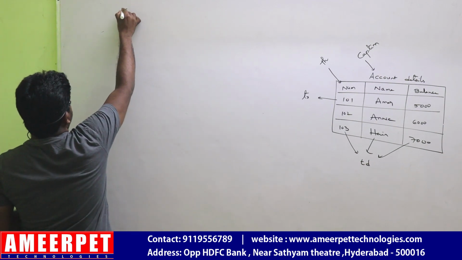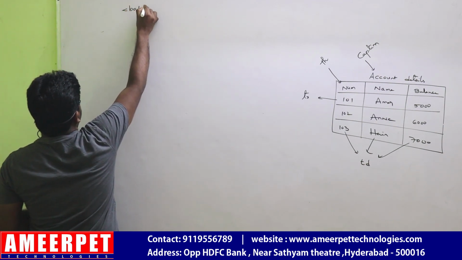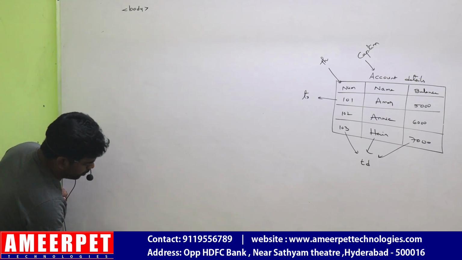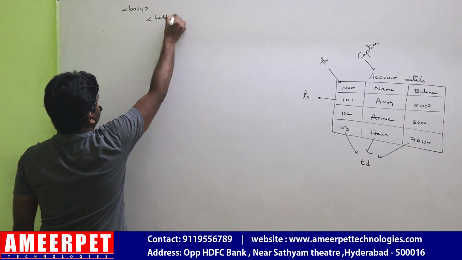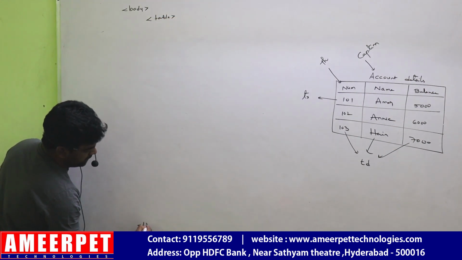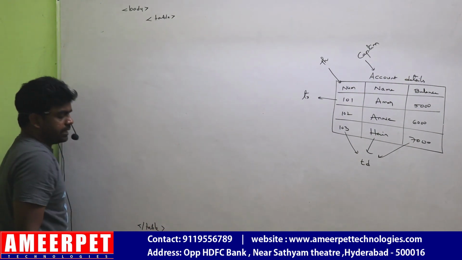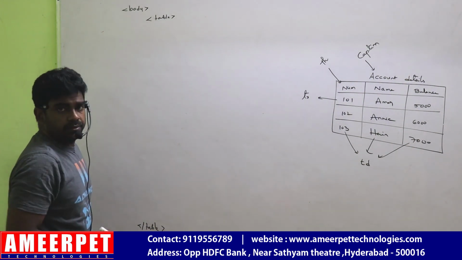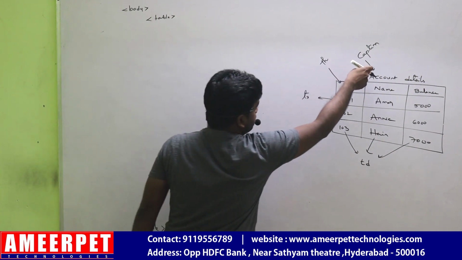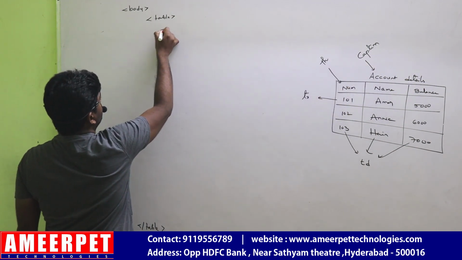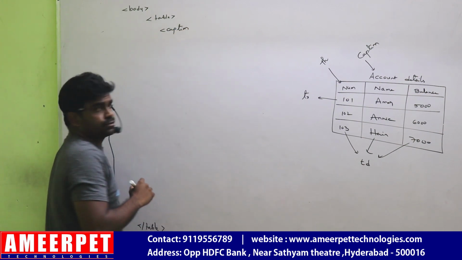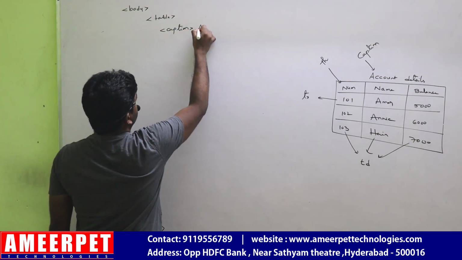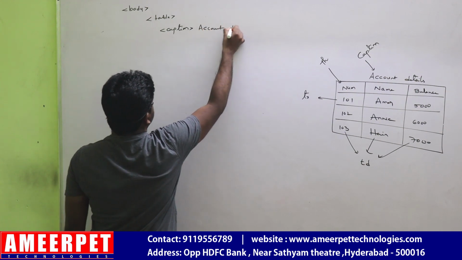So here I am representing directly from the body tag, body start and body end. In this, I am creating the table tag. This is the table tag, table start, table end. In this table, first we need to create the caption. So the caption we are creating, and the name of the table is account details.